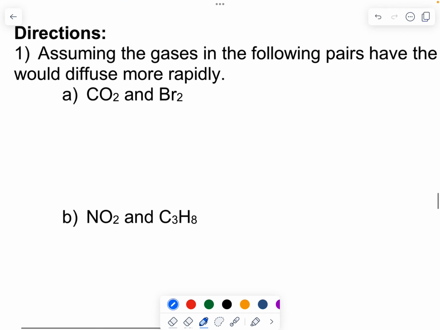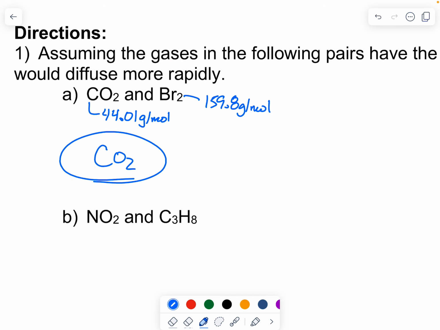And so again, you've got to get your periodic table out, and you've got to look at CO2. If you look at 12.01 and 16 and 16, you can calculate that this is 44.01 grams per mole, or atomic mass units. If you look at bromine, bromine's on the right side, it's 79.9 times 2. Bromine is almost 160, so this is 159.8 grams per mole, or atomic mass units. And so you can see that bromine is significantly heavier. So the question asks which one's going to be moving more rapidly. That would be CO2, right? CO2 is faster.